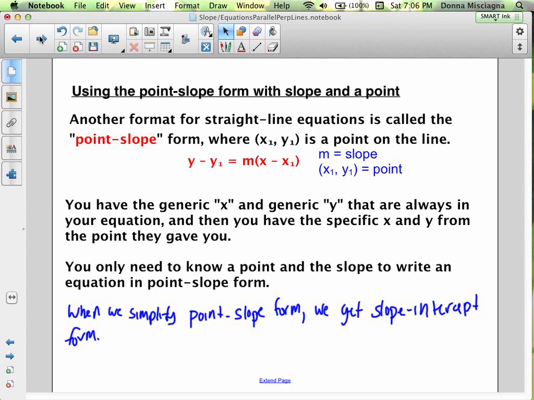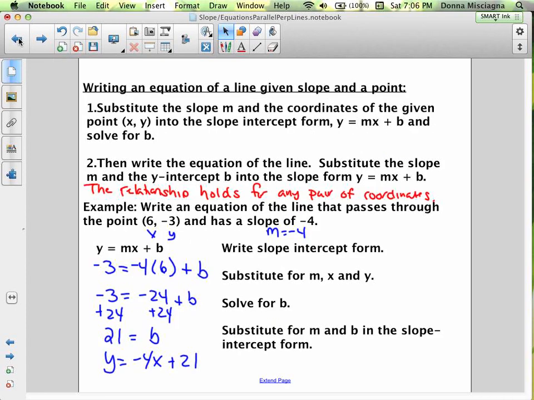All right, so another format for a straight line equation is called the point slope form, where x1, y1 is a point on the line. So just like before, we're substituting a point on the line. Here, when we substituted the point on the line, we found a number. That just gave us the y-intercept. We had to put the y and the x back into the equation, because there are many, many points on this line, not just one point. And so there are an infinite number of x, y combinations. That's why we have to have those variables back.